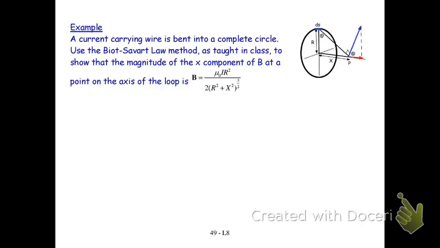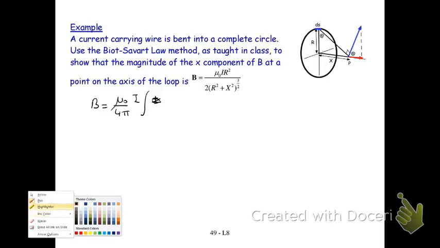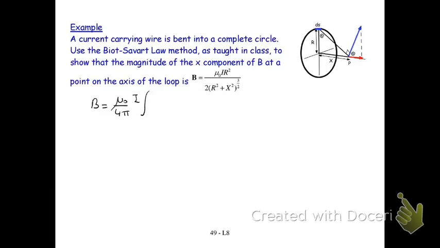So a current carrying wire is bent into a complete circle. Use the Biot-Savart method as taught in class to show that the magnitude of the x component, so I'm doing that red arrow, the magnitude of the x component of B at a point on the axis of the loop is given by that. Okay. So let's start off by writing down Biot-Savart's law. B is equal to mu naught over 4 pi times I times the integral of ds cross r hat over r squared. Sorry, which way round is it? Is it ds cross r? It is, isn't it? Yes.